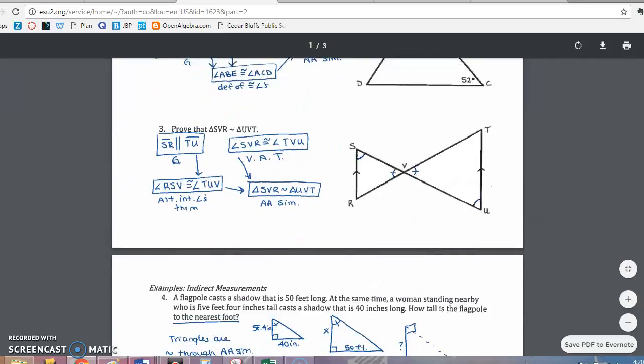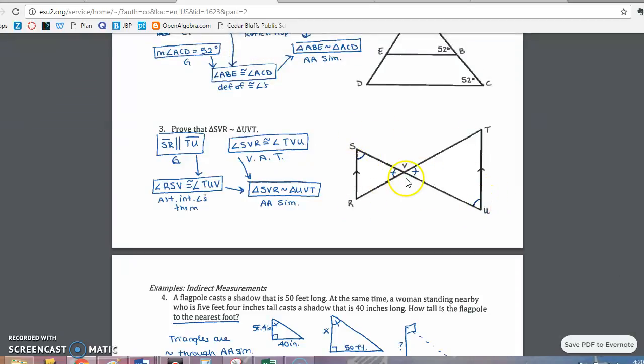Now on this last example on this page, we have triangle SVR, so this one here, is similar to triangle UVT. That's what we want to prove. So first we're going to start with what we're given, and we are given that SR is parallel to UT. These little arrow marks mean that these two lines are parallel. So we start with our given here.